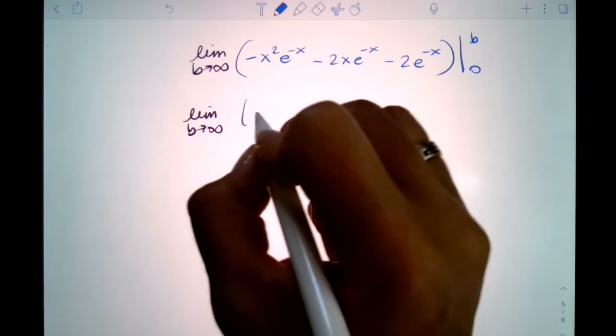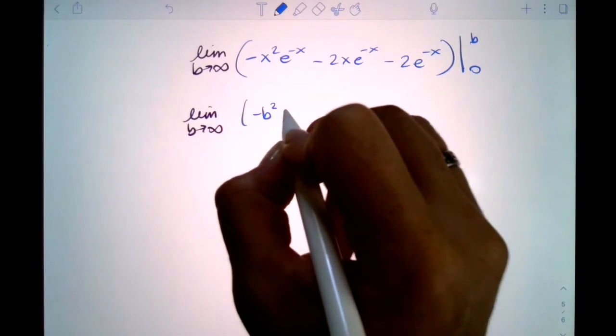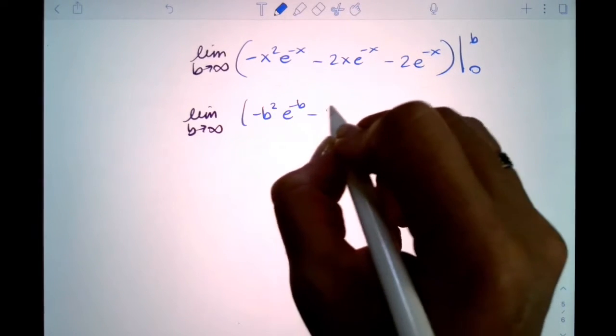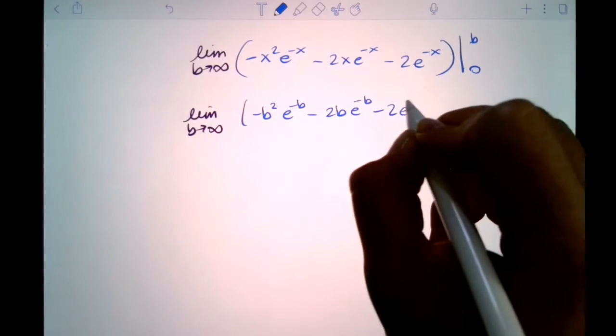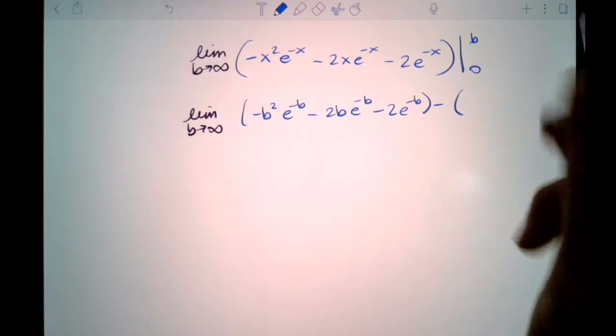So I'm going to now put b's in wherever the x is. So negative b squared e to the negative b. Negative 2b e to the negative b. Negative 2 e to the negative b. And now let's throw the zeros in.